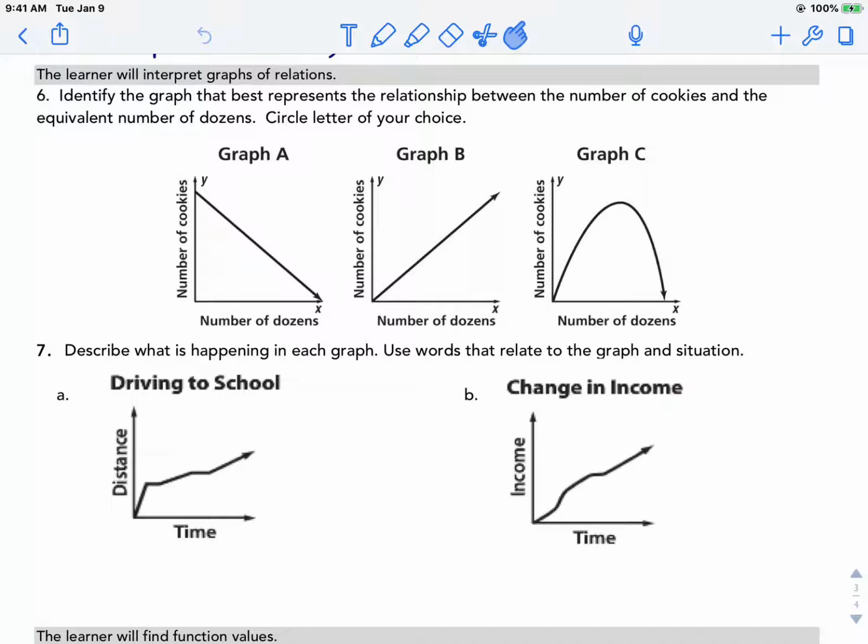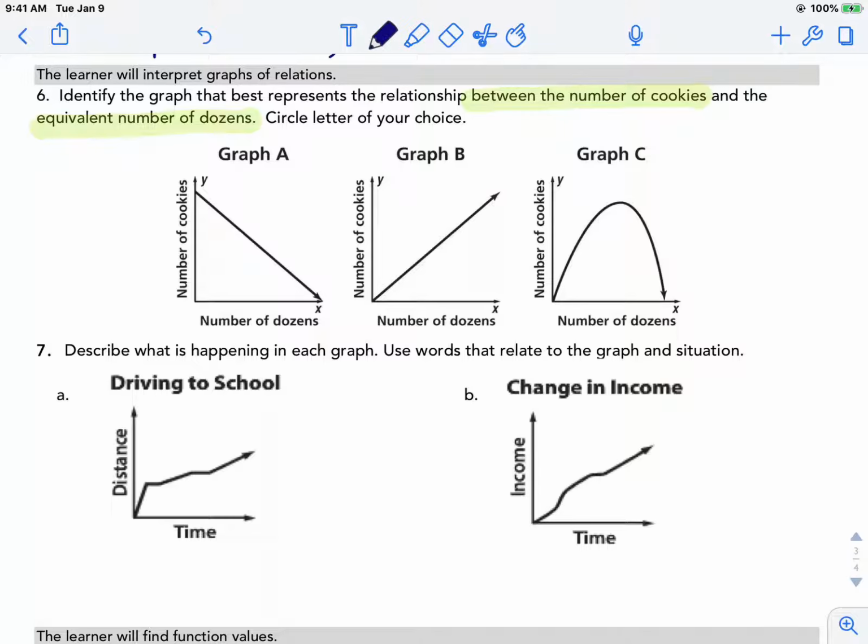This is the second video for Chapter 1's exam review. We're starting from number 6. You're asked to identify the graph that best represents the relationship between the number of cookies and the equivalent number of dozens. Circle our choice.